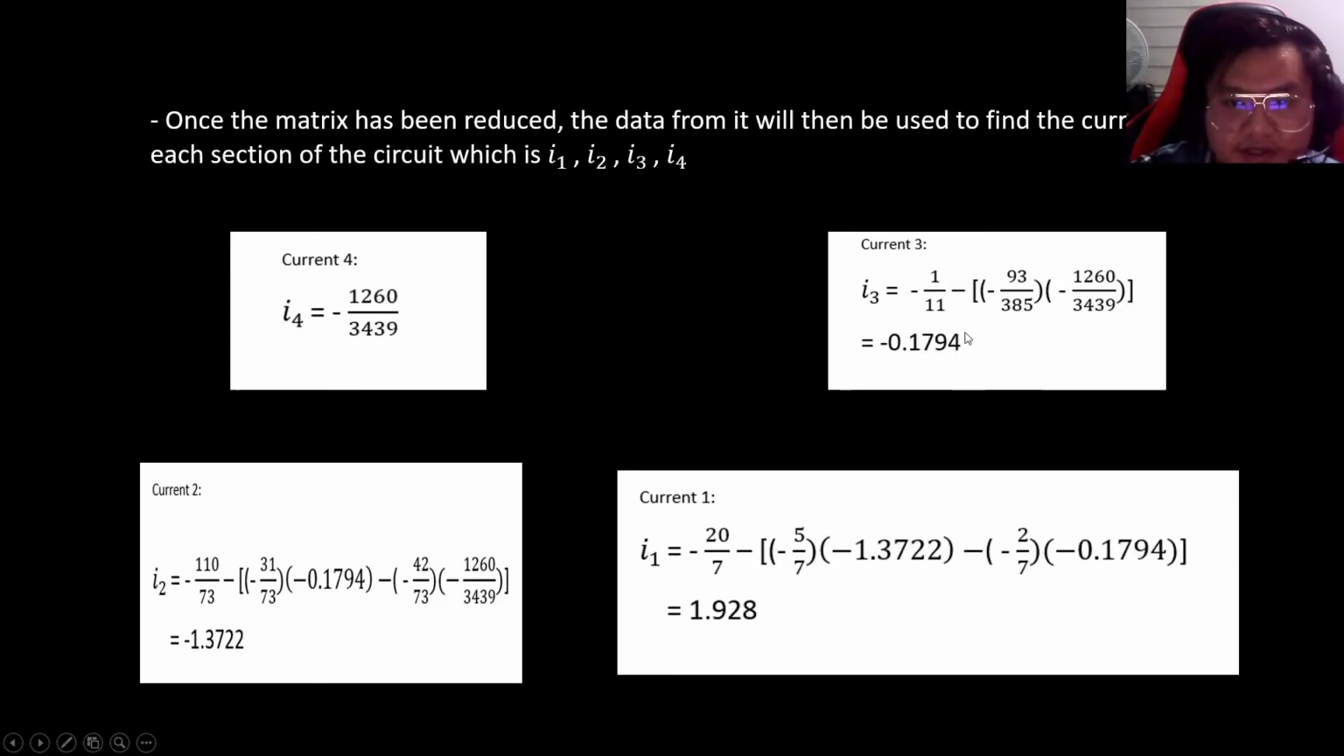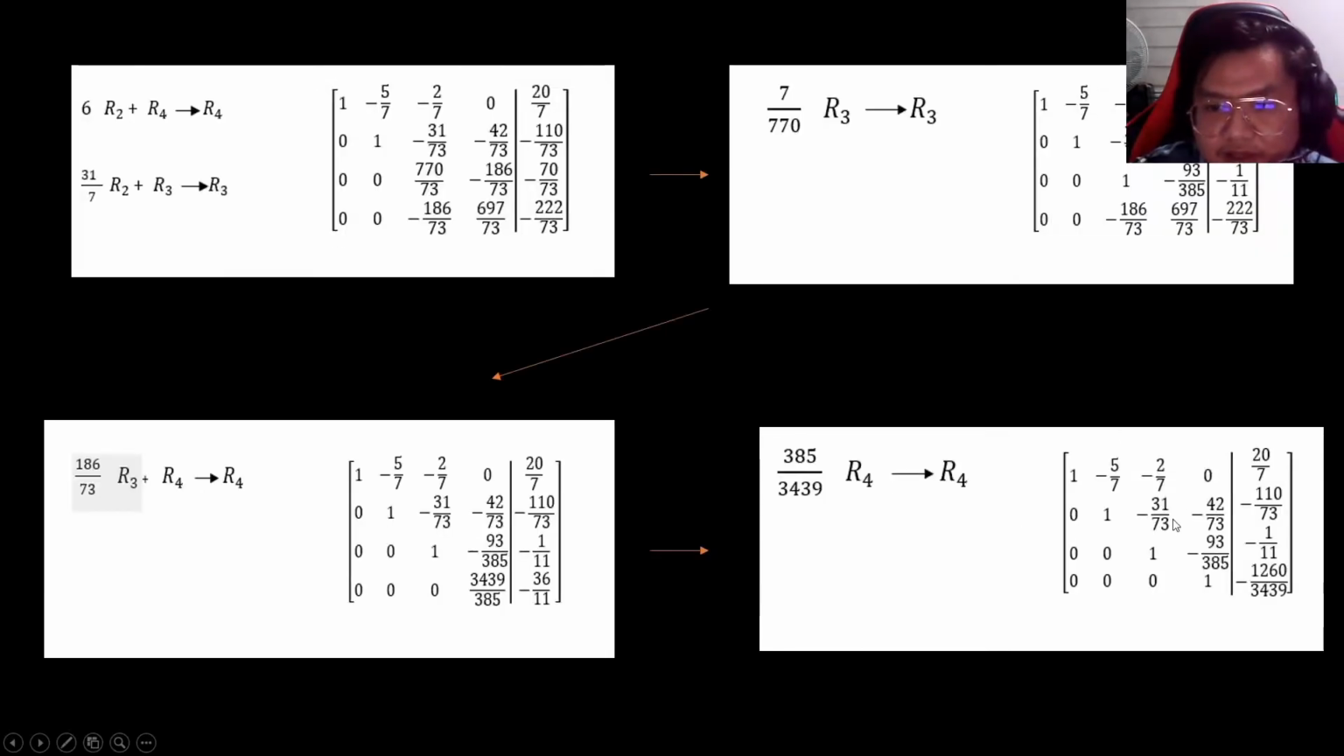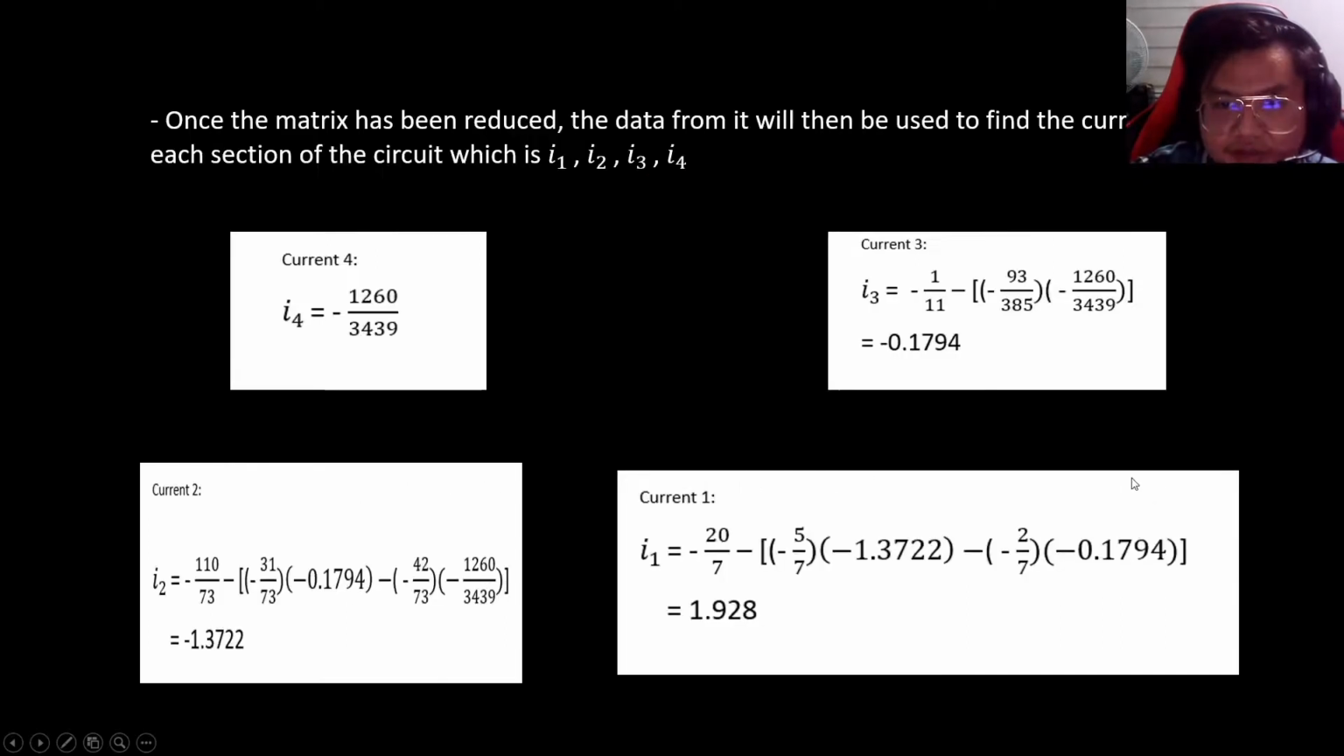To obtain current 3, we'll be using the current that has been obtained here. From the row 3, negative 1/11, we'll be subtracting negative 93/385 times current 4 to get current 3.